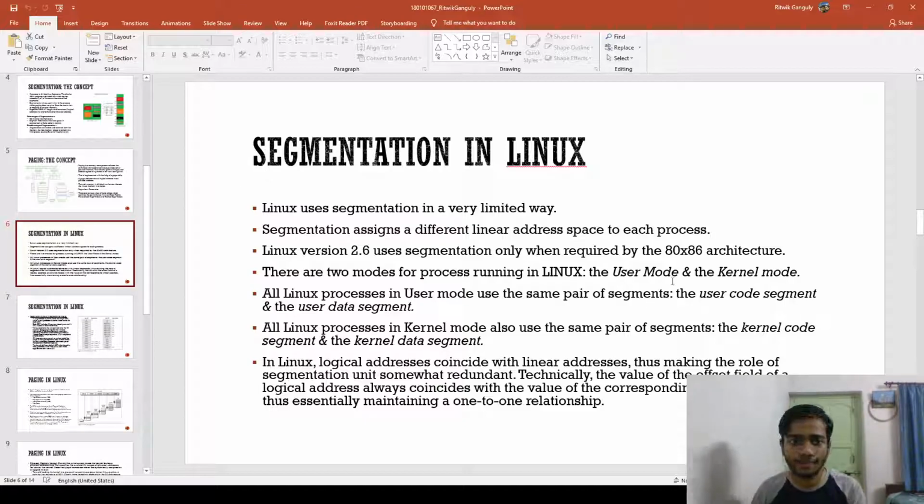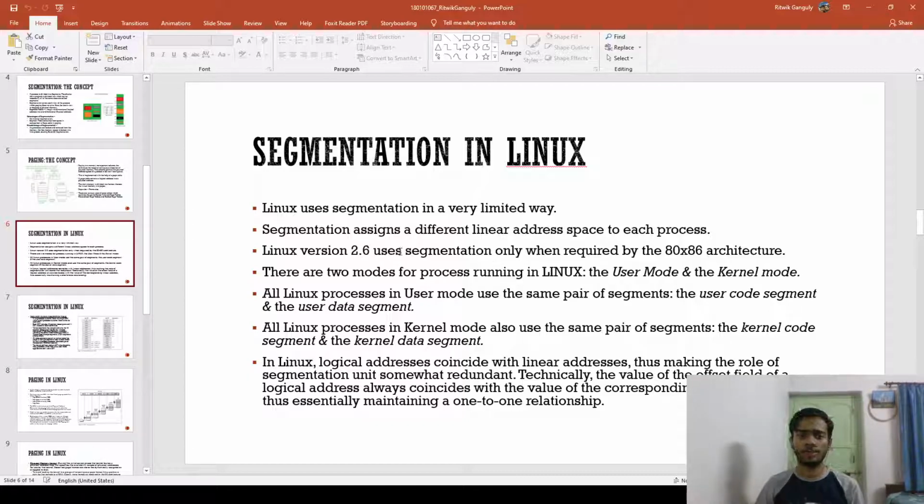So let us start with segmentation. Linux actually uses segmentation in a very limited way. Why? Because in Linux, the logical addresses actually coincide with the linear addresses. So there is not much need of mapping the logical address into a linear address. Since the relationship is basically one-to-one, mapping them would not optimize the performance that much. So that's why usage of segmentation is a bit redundant. Still, Linux version 2.6 and above uses segmentation only when required by the 80x86 architecture.